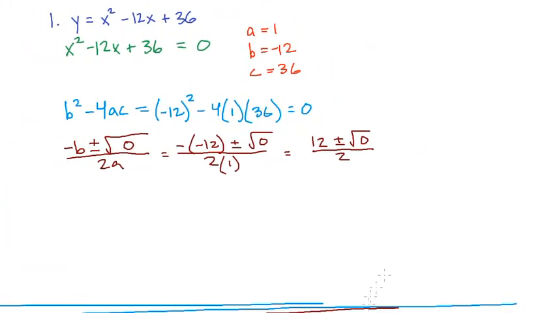So just to verify what our final answers are, x is either going to be equal to 12 plus the square root of 0 divided by 2, or 12 minus the square root of 0 divided by 2. Now we can simplify this, class, because the square root of 0 is actually 0. We know that's a perfect square. So we can actually simplify this final answer.